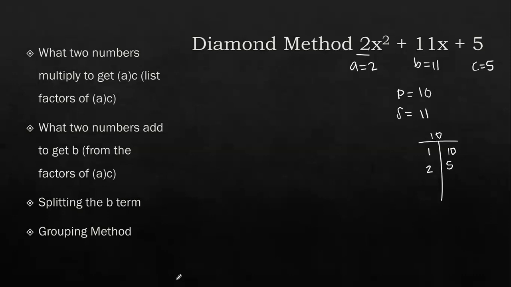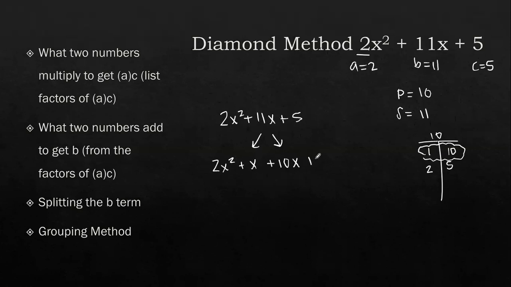Okay, for the sake of time, I'm going to go ahead and start explaining. The two factors that would multiply to get me 10 but add to get me 11 are 1 and 10. I think everyone got to that point. So 2x squared plus 11x plus 5. I'm going to split my middle term: 2x squared plus 1x plus 10x plus 5. And I'm going to group my first two terms and my last two terms.